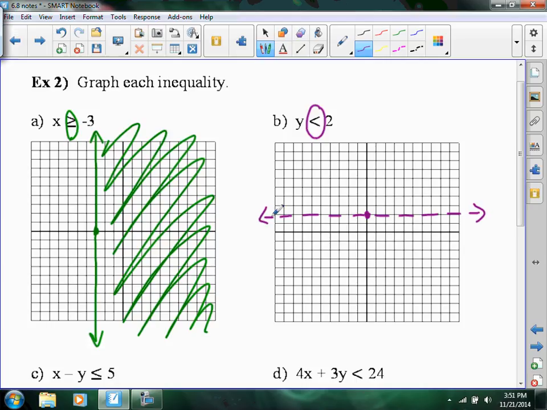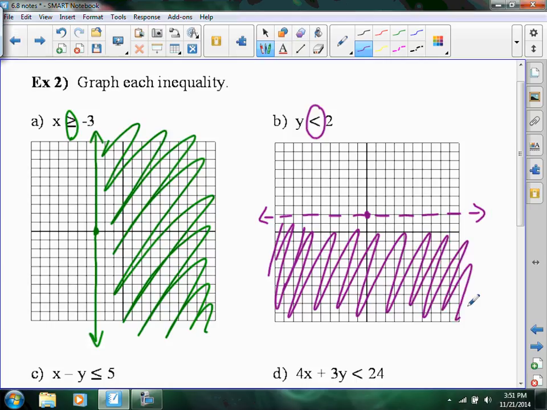And less than is really easy to see with the belowness. Less than means below. Since it's a horizontal line, that's really easy to figure out where below the horizontal line is supposed to be. So that's where I want to shade.